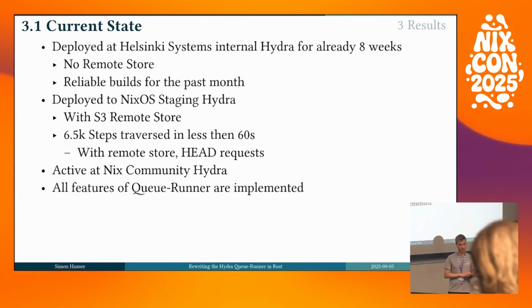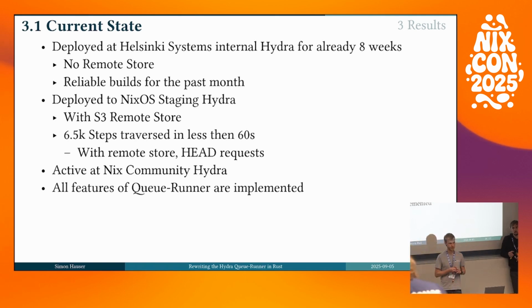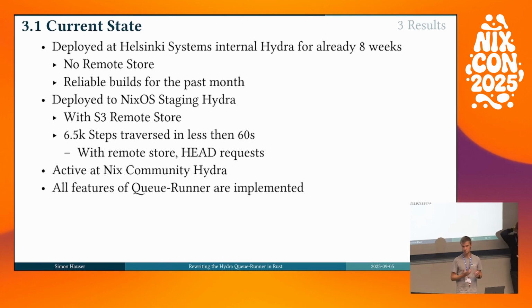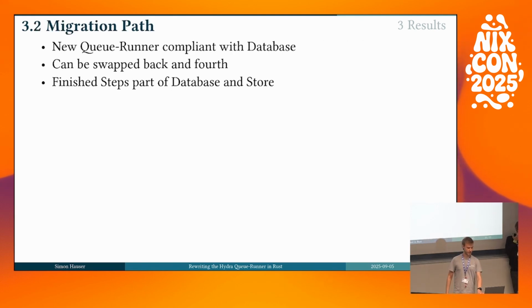Also, the queue runner was merged into the Nix community Hydra like 3 days ago, which is quite exciting. They are using this in production to build Emacs overlays or something like this. And we are basically feature complete. This is not a half rewrite. We have all features that the old queue runner has re-implemented in Rust. The migration path is also really easy, so we are trying to get this merged into production Hydra.